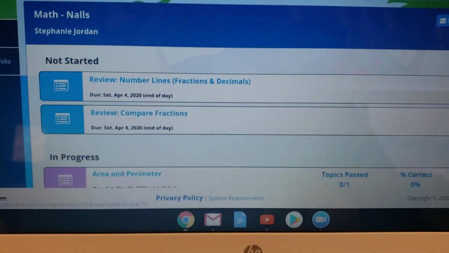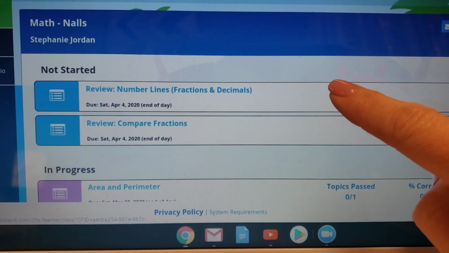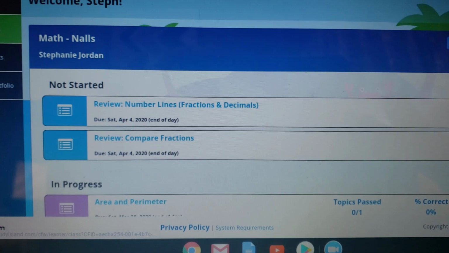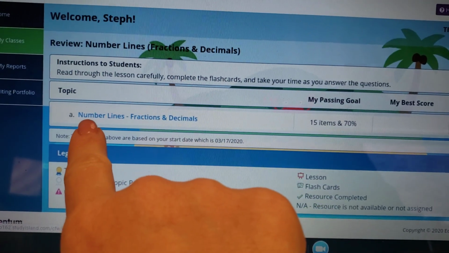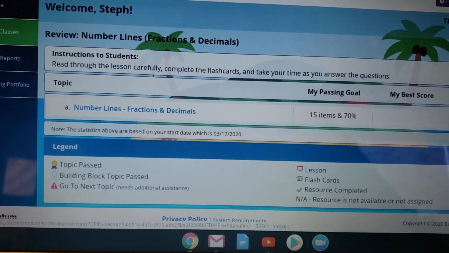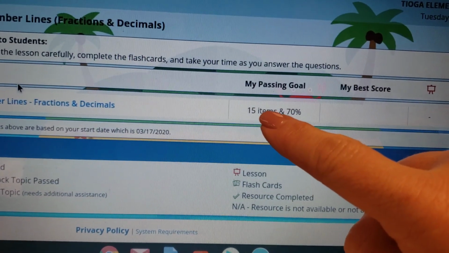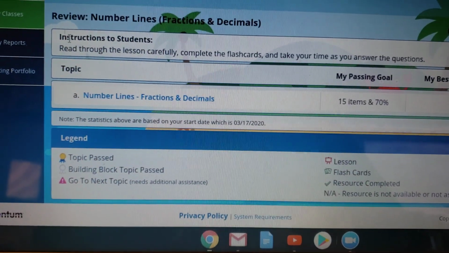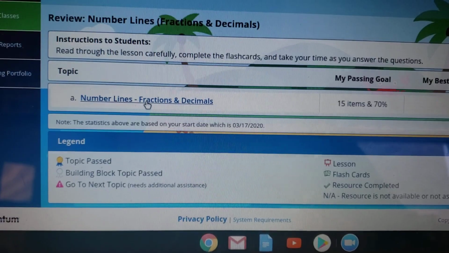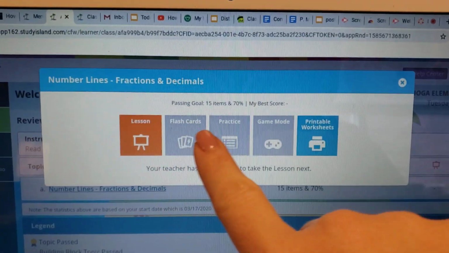So here are your 2 assignments for the week for math. Okay, first you have number lines, fractions, and decimals. We're going to click Start. You're going to see the title right here, Number Lines, Fractions, and Decimals. There's going to be 15 questions in here. Your goal is to at least get 70%. Obviously, that would be passing. Okay, so click on the title of the lesson. You're going to see this box come up.